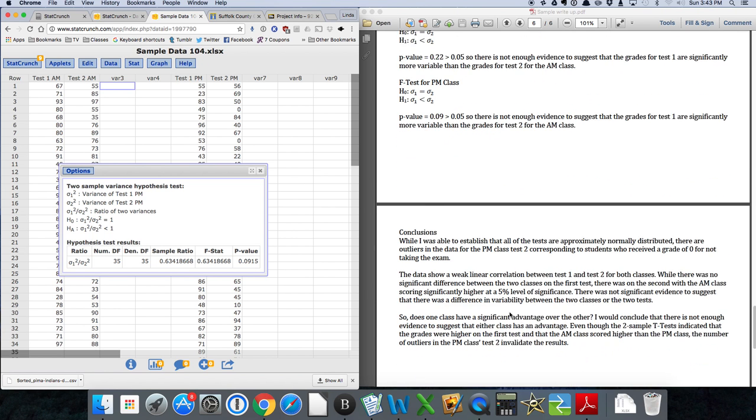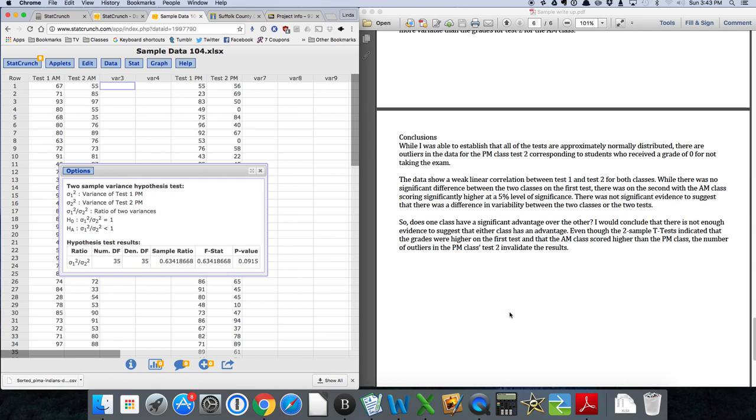So let's pull all this together and see what we can say about it. Now, first thing I need to address are those outliers in the PM class's test 2. So I just need to make a statement about that. And while I was able to establish all of the tests are approximately normally distributed, there are outliers in the data for the PM class's test 2 corresponding to students who received a grade of 0 for not taking the exam. So this is going to end up affecting my outcome.